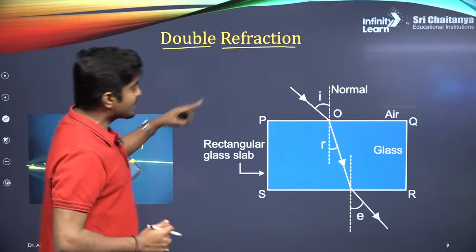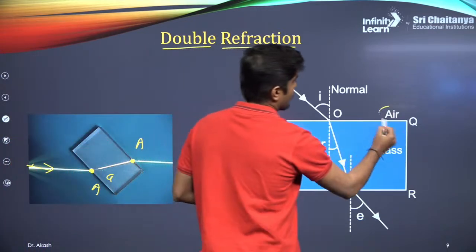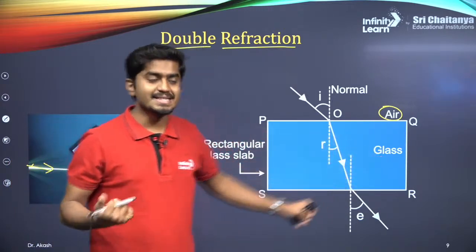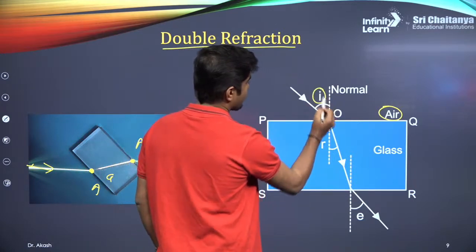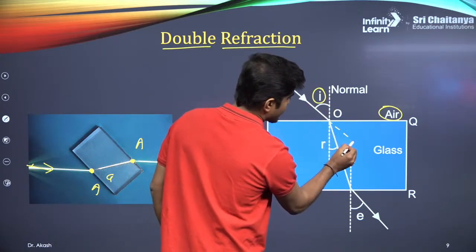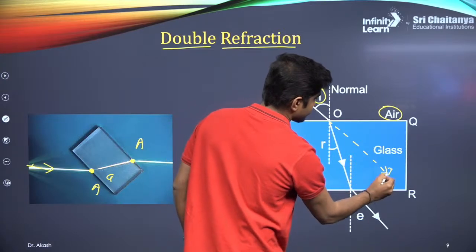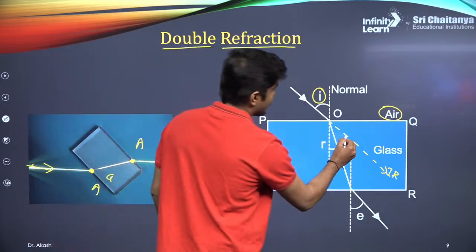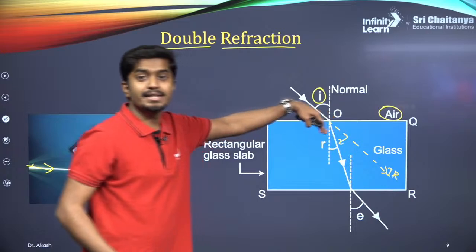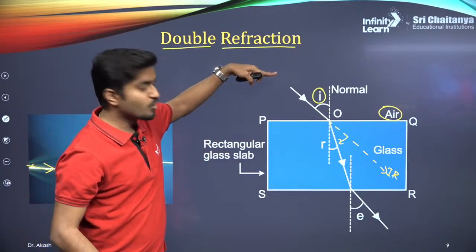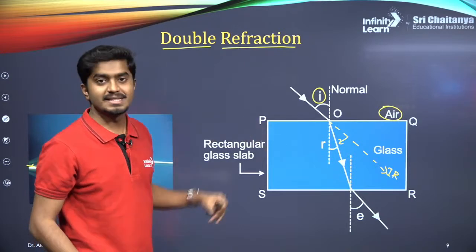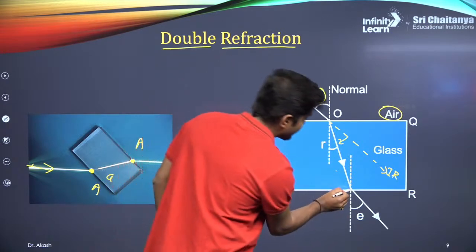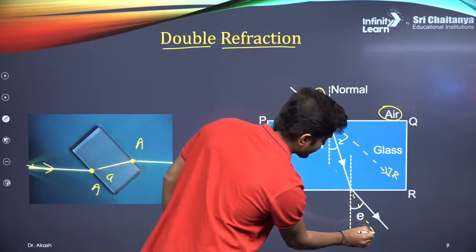Now let's understand. This is the air, which is an optically rarer medium. Glass is an optically denser medium. This is angle I. This should be the direction of the incident ray, correct? But when the light goes from air to glass, there is a bending, and the light has bent towards the normal because it is going from the rarer medium to the denser medium. And when the light goes from the denser medium to the rarer medium, what happens?